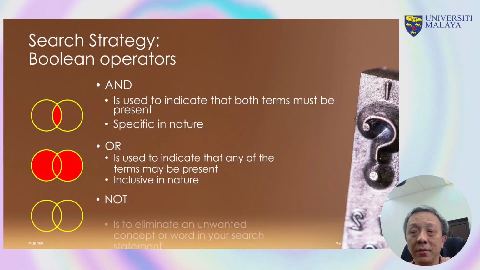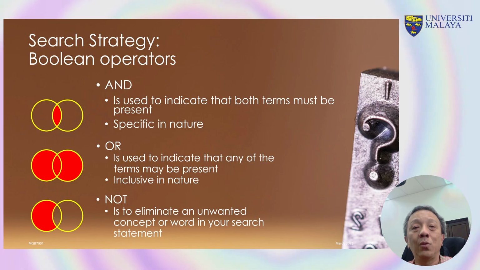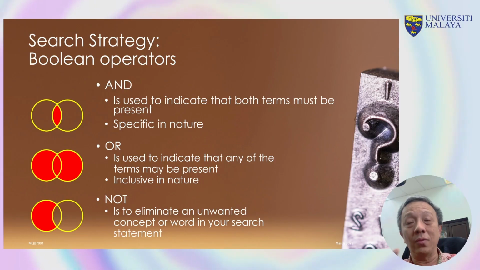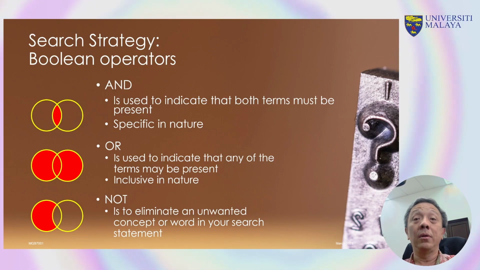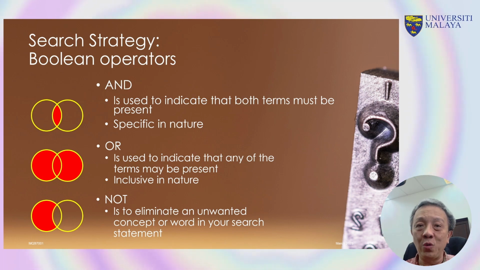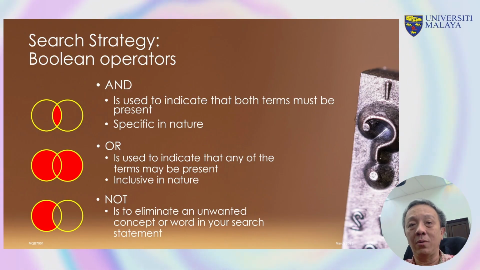And NOT is to eliminate unwanted concepts or words in your search statement. So NOT that. Which means you only want more specific results, and it's usually not used. The things that are usually used are only AND and OR. We will give some examples of how to use AND and OR.